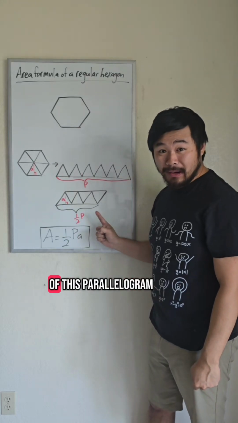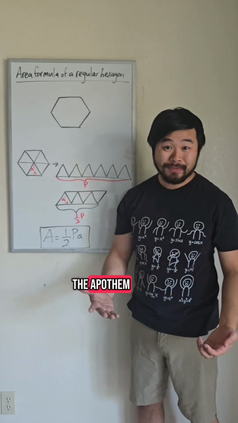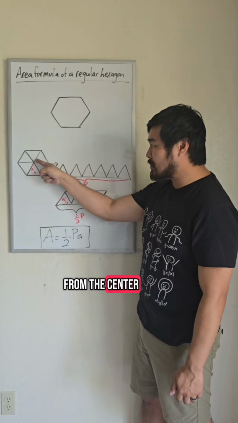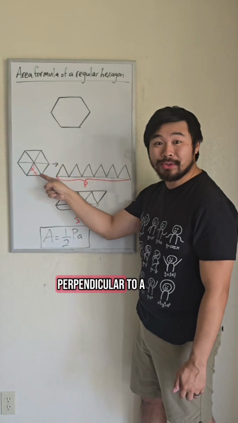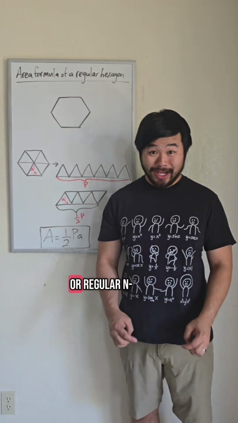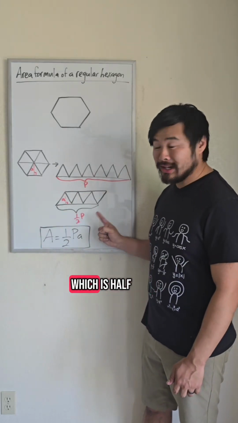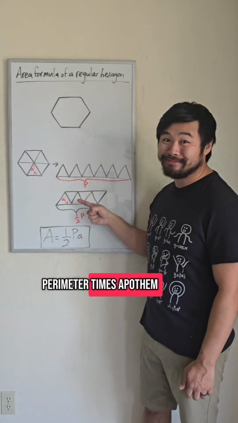Now, the height of this parallelogram is the height of each of these triangles, which we call the apothem. The apothem goes from the center of the shape straight down perpendicular to a side. So the area formula of a regular hexagon, or regular n-gons in general, is the area of this parallelogram, which is half perimeter times apothem.